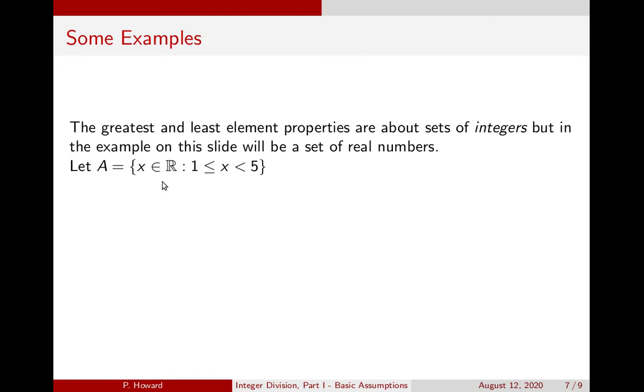Okay, so capital A is the set of real numbers that are greater than or equal to 1 and less than 5. You probably know how to write this using the interval notation. In interval notation, it would be a left square bracket 1, 5, right parenthesis.